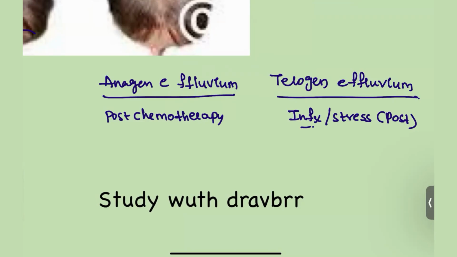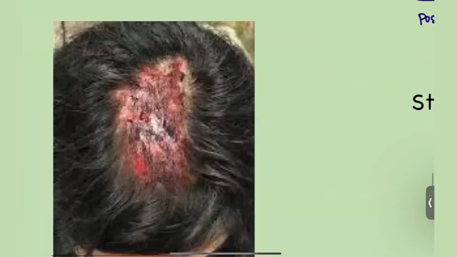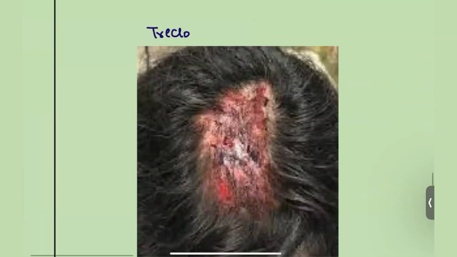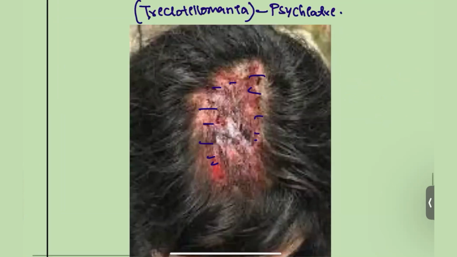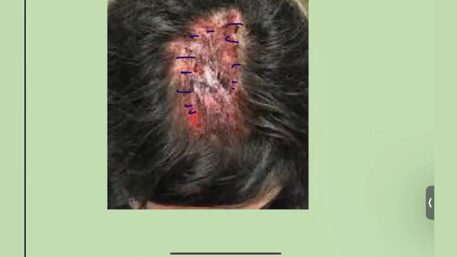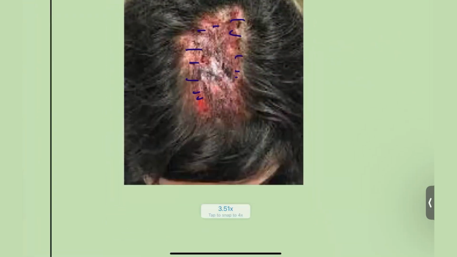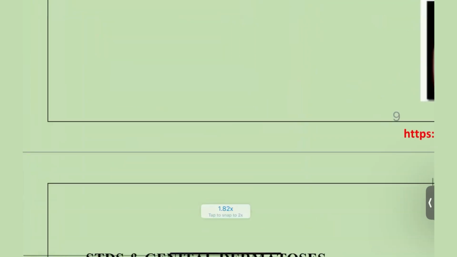Next, this condition is known as trichotillomania. This is seen with a psychiatric condition when they pull out hair. It is commonly seen with irregular patches and broken hair, and also blood, like this one will be seen in patients with trichotillomania. One thing that you have to remember.